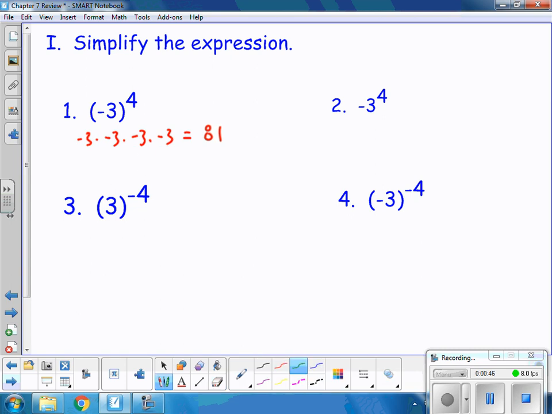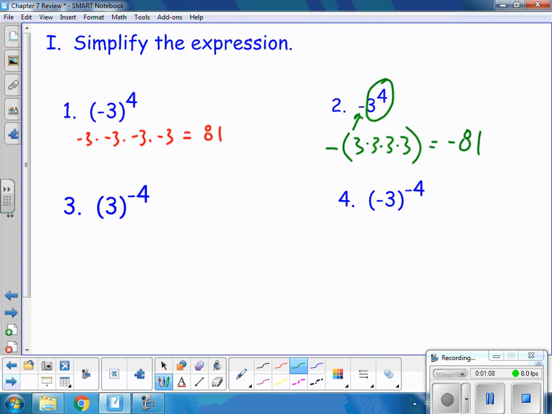Let's look at number 2. Now notice the exponent is attached only to the base number of 3 and not the negative. There's no parentheses on this one. So this is saying negative times 3 times 3 times 3 times 3. So this one equals negative 81.